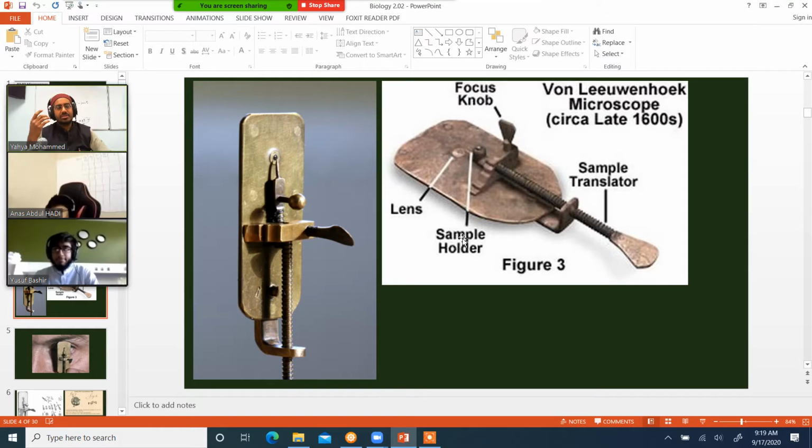Now in this case, where does the light come from? Where do you think the light comes from in order to use this kind of microscope? All right, Freya, what do you think? Probably from the sun, right?